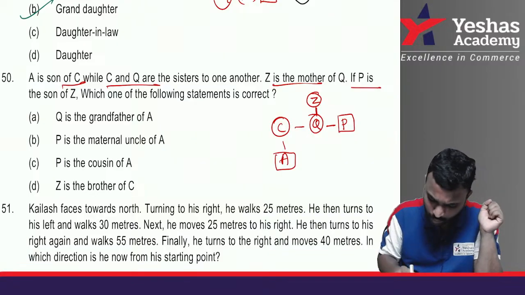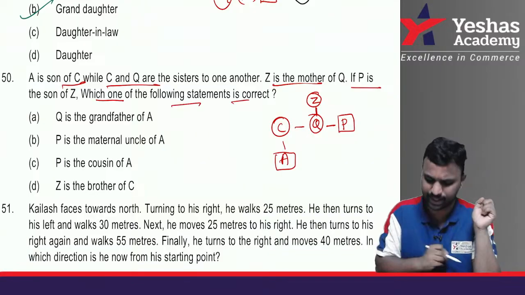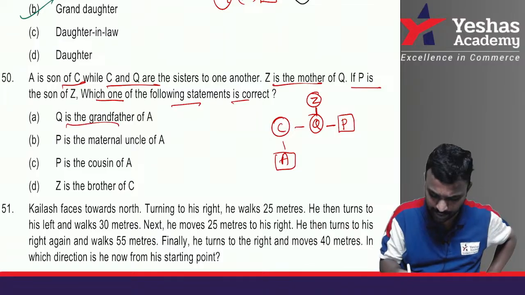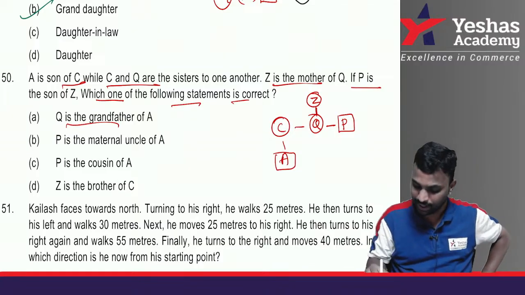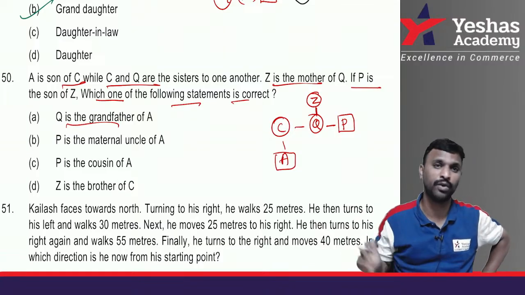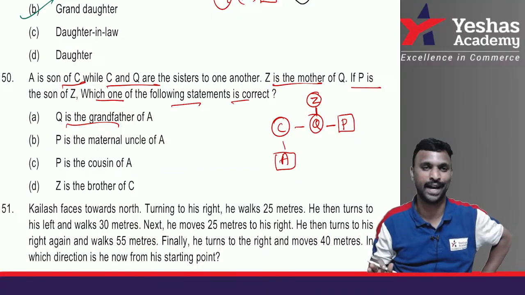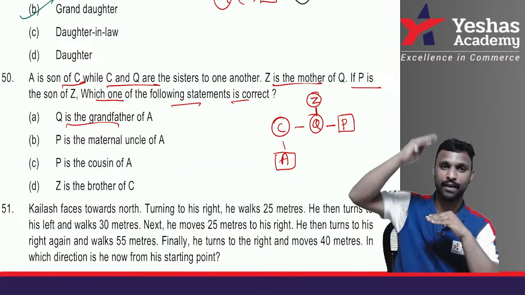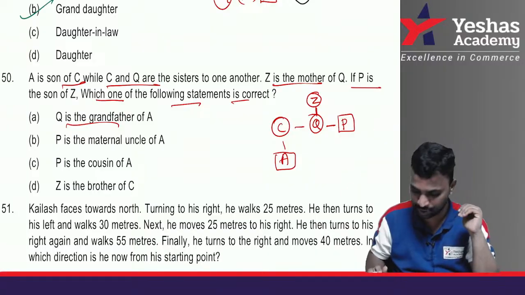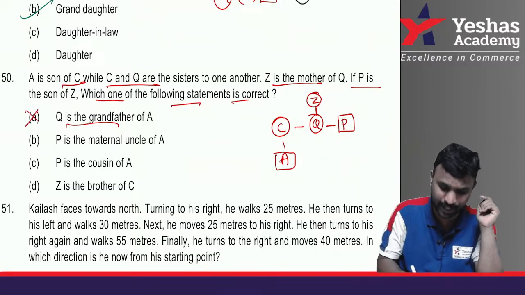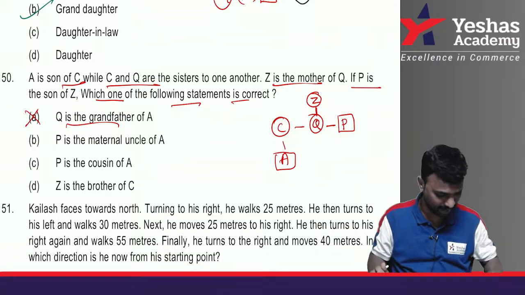Next, what is the question? Which of the following statement is correct? If you look at the first statement, Q is the grandfather of A. See, Q is definitely 1 generation above, cannot be a grandfather at all. For Q to be a grandfather of A, 2 generations above he should be. So only 1 generation gap is there. So option A cannot be the right answer.